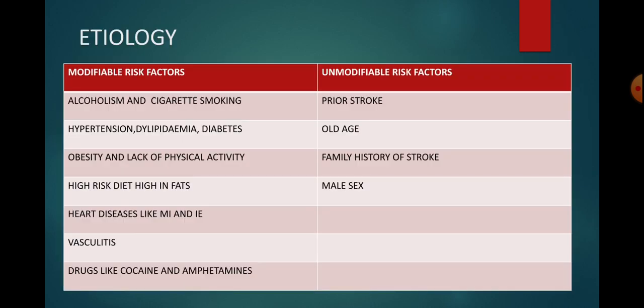Now, TIA is a very common case nowadays, so just to know the causes for it, we have modifiable risk factors and unmodifiable risk factors. Modifiable risk factors are alcoholism, cigarette smoking, dyslipidemia, hypertension, diabetes, obesity, high risk diet, lack of physical activity, and heart diseases like myocardial infarction, infective endocarditis, vasculitis, and drugs like cocaine and amphetamine. Then there are unmodifiable risk factors like prior stroke, family history of stroke, old age, and male gender.